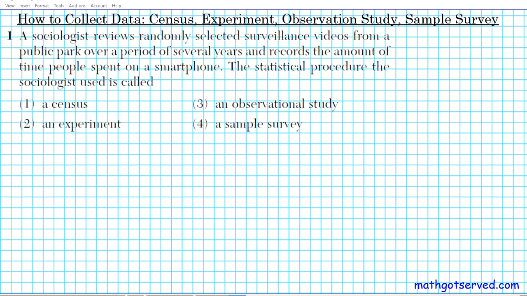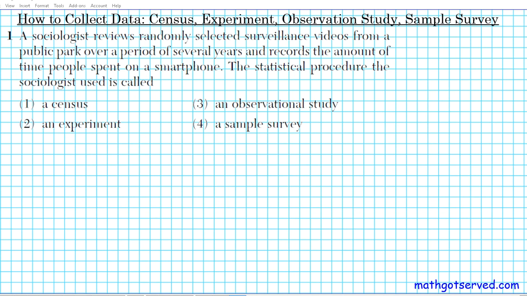Alright, let's take a look at question 1. In question 1, we're going to be assessing the different ways to collect data, either census, experiment, observation studies, or a sample survey. Question 1 reads, a sociologist reviews randomly selected surveillance videos from a public park over a period of several years and records the amount of time people spent on a smartphone.